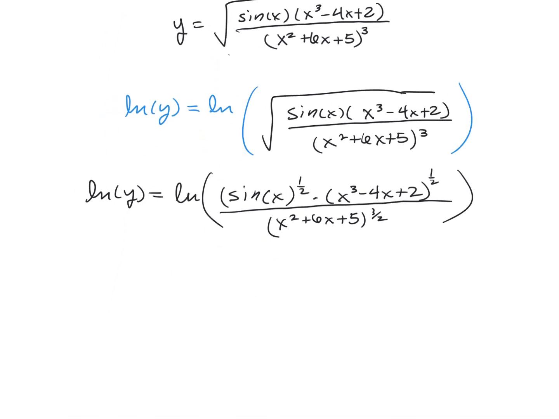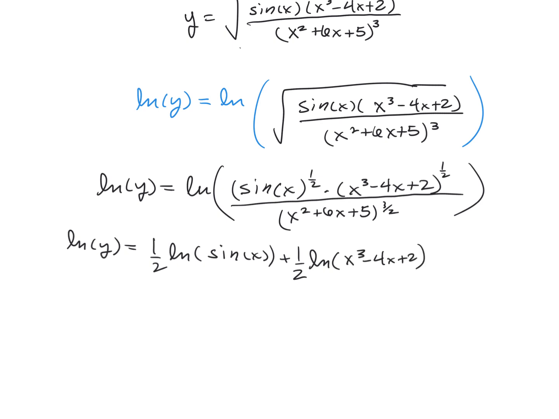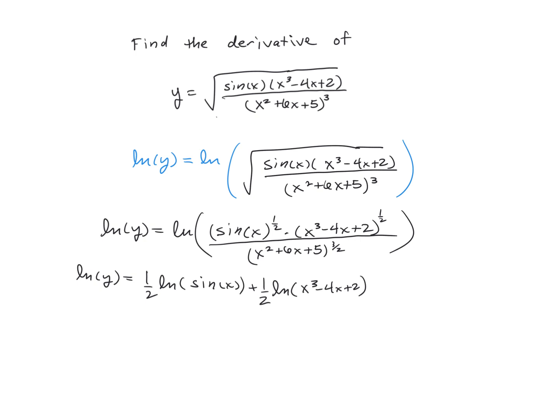We can now use our properties of logarithms to actually split apart this logarithm into many different terms. So we're going to have the natural log of y is equal to 1/2 the natural log of the sine of x plus 1/2 the natural log of x cubed minus 4x plus 2 minus 3/2 the natural log of x squared plus 6x plus 5.